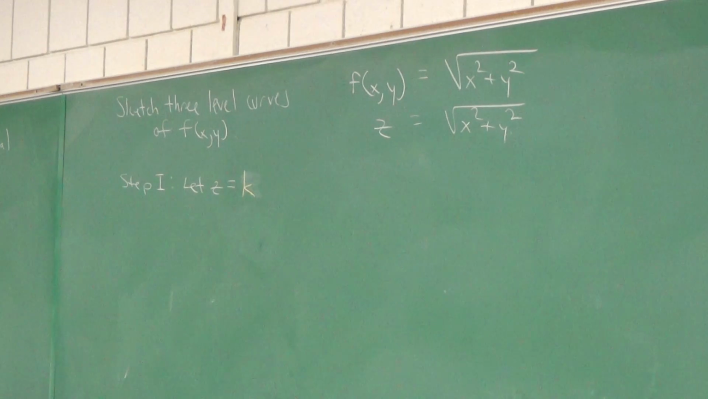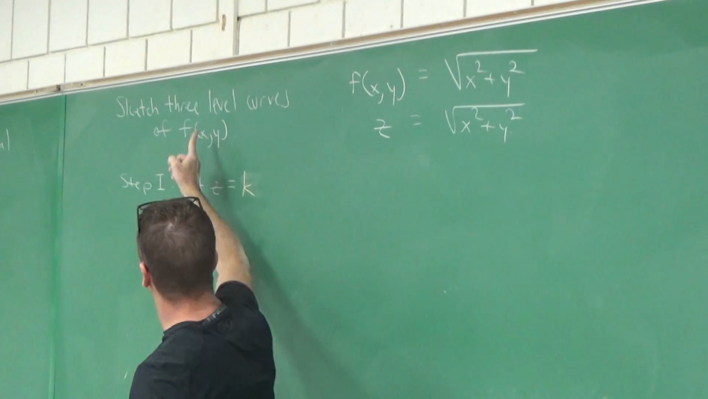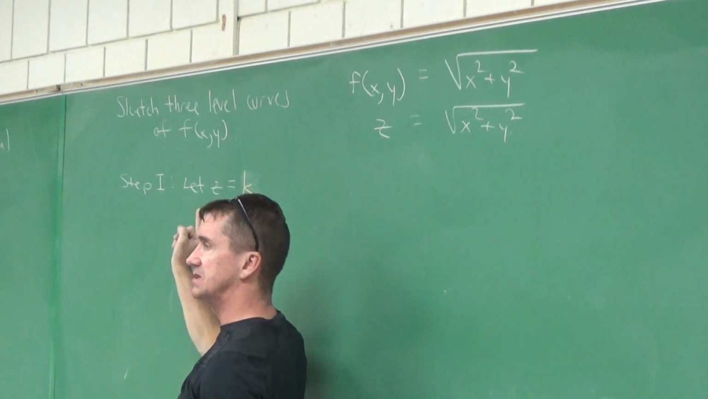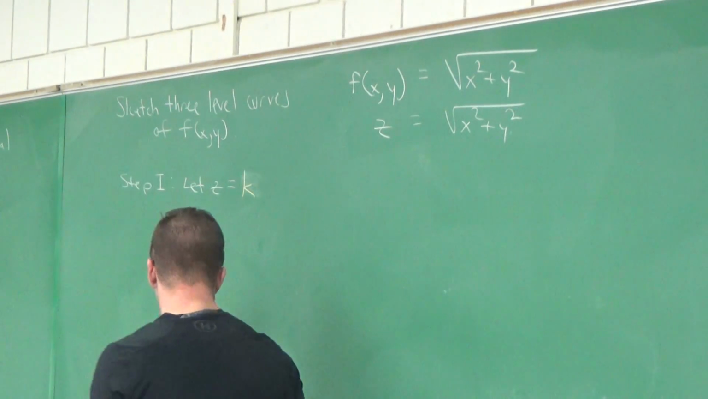First step, you're going to draw level curves of some function of x and y. The function of x and y is z. That's a 3-dimensional graph, but they asked us to sketch the level curves of a function of x and y. The first thing you're doing is let z equal this constant k. And it's a constant. Alright?